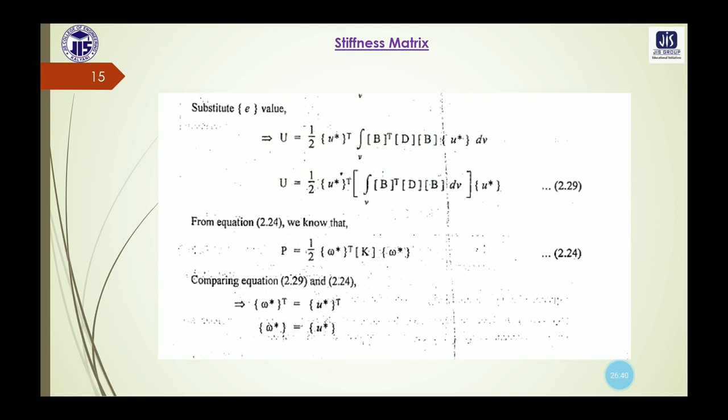Now from equation number 2.24, we know that P, that is the strain energy or work done, P equals half omega star transpose multiplied by K multiplied by omega star, which is a column matrix. Now if we compare equation number 2.24 and equation number 2.29, then we get that omega star transpose equals U star transpose. So that means omega star equals U star.